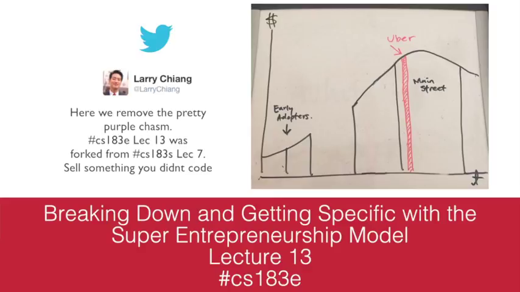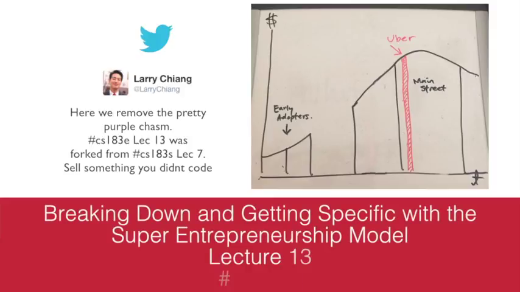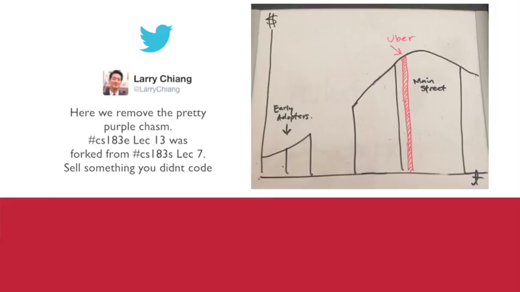Let me repeat that, because you're probably going to want to check that out, because these things work in orchestration and in DJing with CS183E, lecture 13. CS183S, lecture 7, is where we sell and promote something that we did not code. And unless your name is Uber or Garrett or Ryan Graves, you didn't code Uber. But you can promote Uber because they give you $300 to $750 to drive Uber as a referral, as a commission.